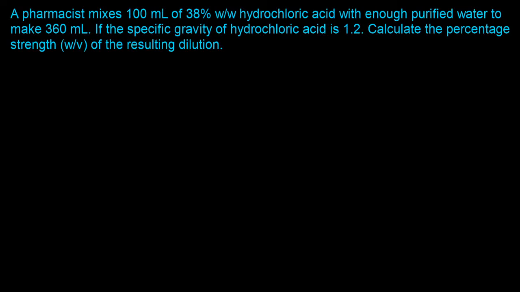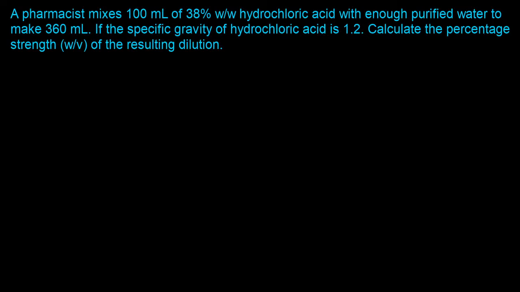a pharmacist mixes 100 milliliters of 38% weight by weight hydrochloric acid with enough purified water to make 360 milliliters. If the specific gravity of hydrochloric acid is 1.2, calculate the percentage strength in weight by volume of the resulting solution or resulting dilution.